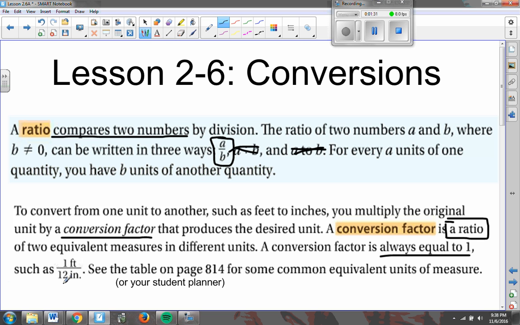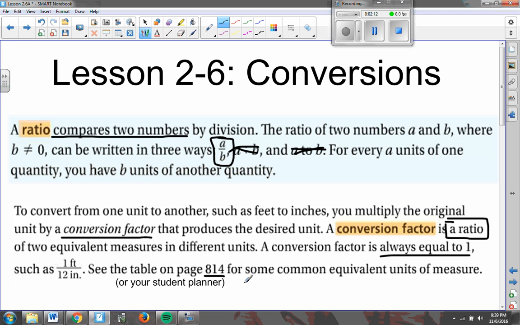So the top and the bottom of the fraction are actually the same thing, which is good because we're going to multiply by this and we don't want to change anything. So we have to multiply by something that's equal to 1, which as long as the thing on the top and the bottom of your ratio are the same amount, 1 foot, 12 inches, 1 minute, 60 seconds, so on, we should be good on that front. Now in the back of your book, there's a table on page 814 where you can find some units of measure, some converting factors, or there's also a bunch in your student planner. Some of these you should already know, I hope. Otherwise, use your student planner or page 814 in your textbook.